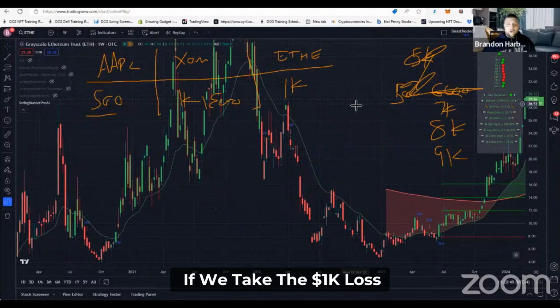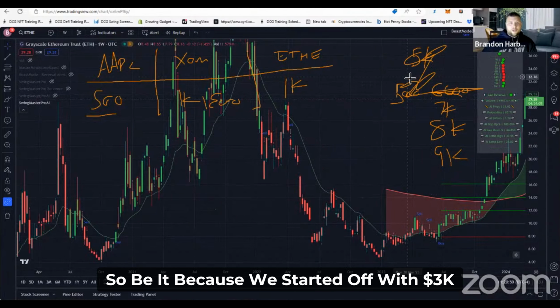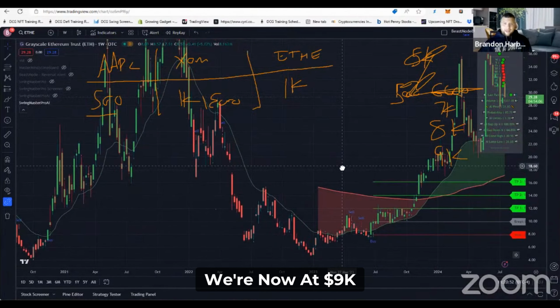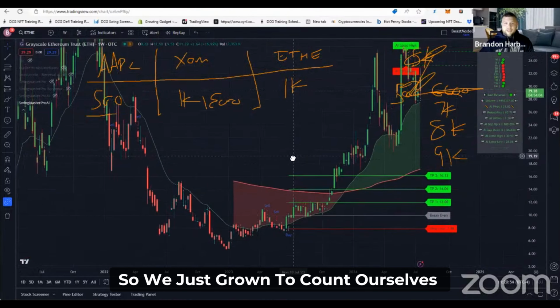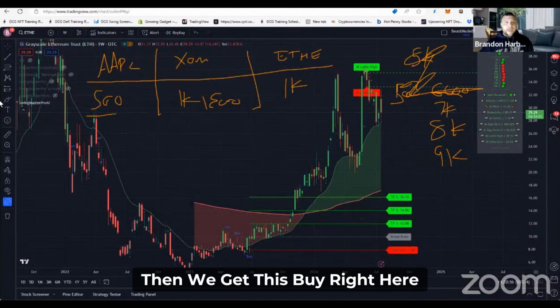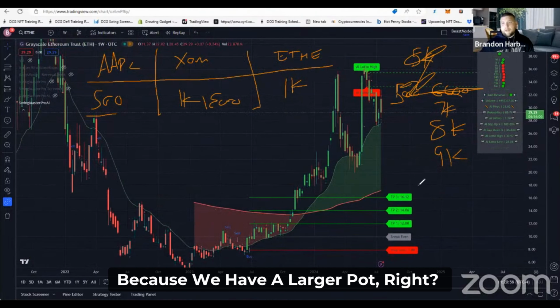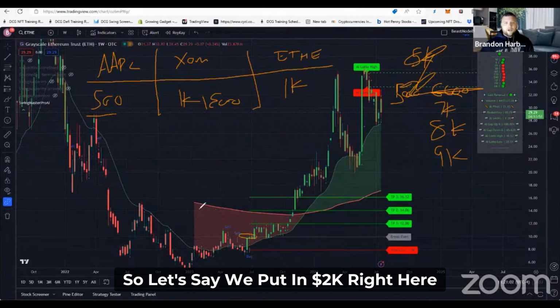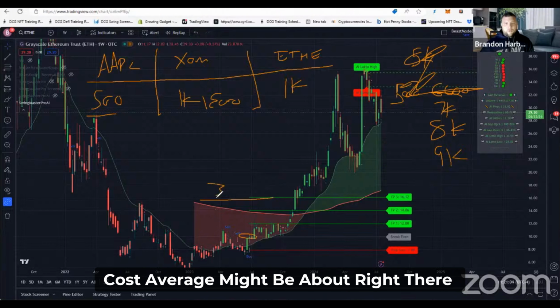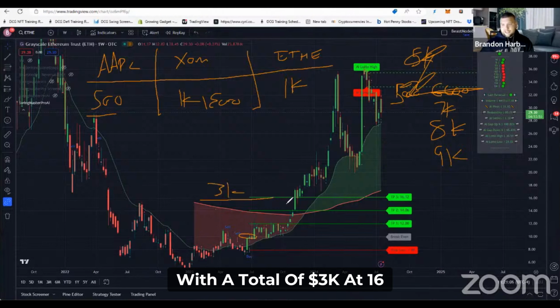If we take the 1K loss, so be it, because we started off with 3K. We're now at 9K. So we've grown the account ourselves. Then we get this buy right here, and we may put in 2K because we have a larger pot, right? So let's say we put in 2K right here. Cost average might be about right there with a total of 3K at 16.